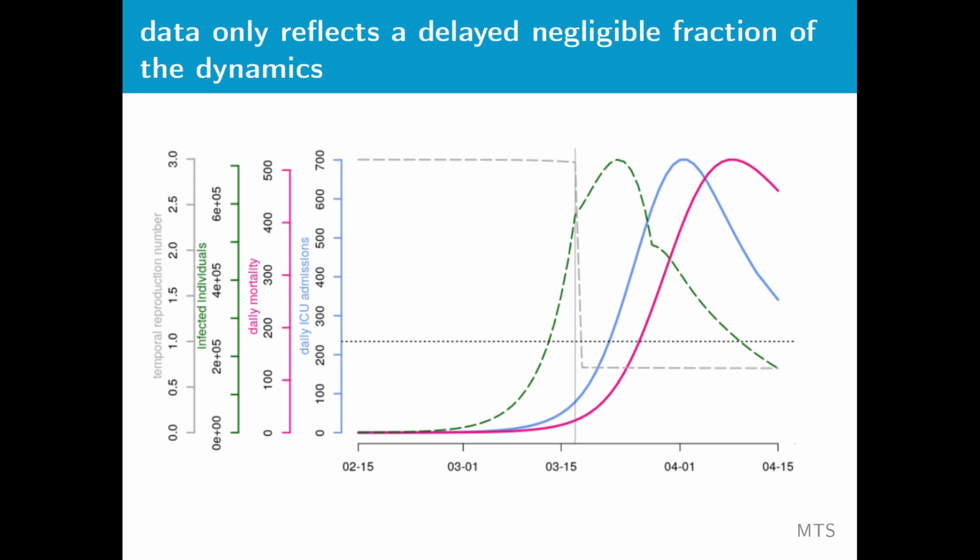What we want to do at the national level is, given curves of hospital mortality and daily ICU admissions, to reconstruct that of the prevalence curve and as well the reproduction number through time. The challenge is that the hospital data only reflects a delayed and negligible fraction of the dynamics.